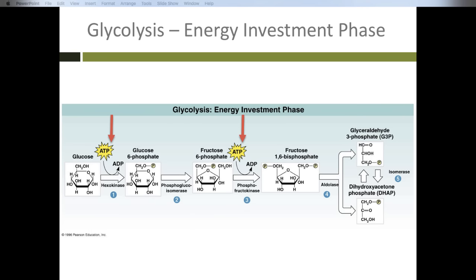You don't need to memorize all of the intermediate molecules, but you need to know that this phase starts with glucose, and you have to add 2 ATP and end up with 2 3-carbon molecules. Notice that one of the molecules is called G3P, or glyceraldehyde 3-phosphate. We'll come back to that later when we talk about photosynthesis.